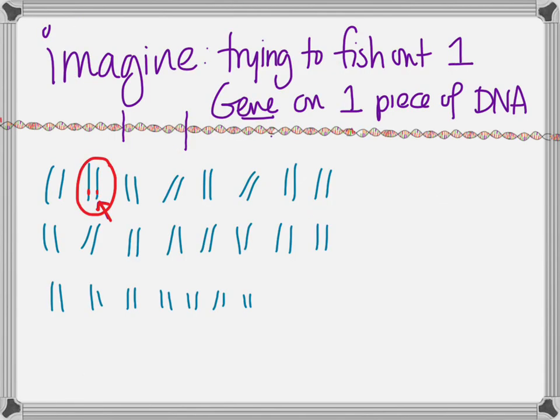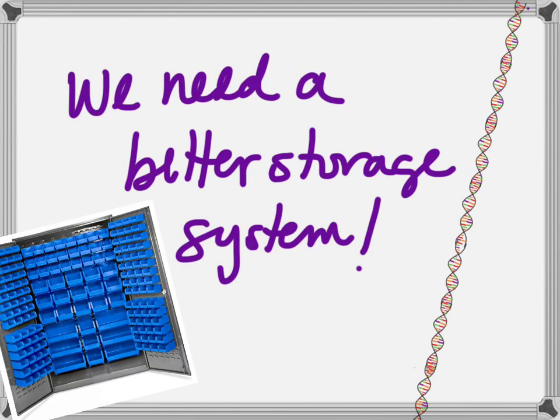Now, think back to when we did protein synthesis. You've got one little tiny gene on this little chromosome, and you want to fish out that one gene to go build your protein. Ugh! We definitely are going to need a better storage system. So we need a way to organize this DNA, and fortunately, all living things on the planet do that.